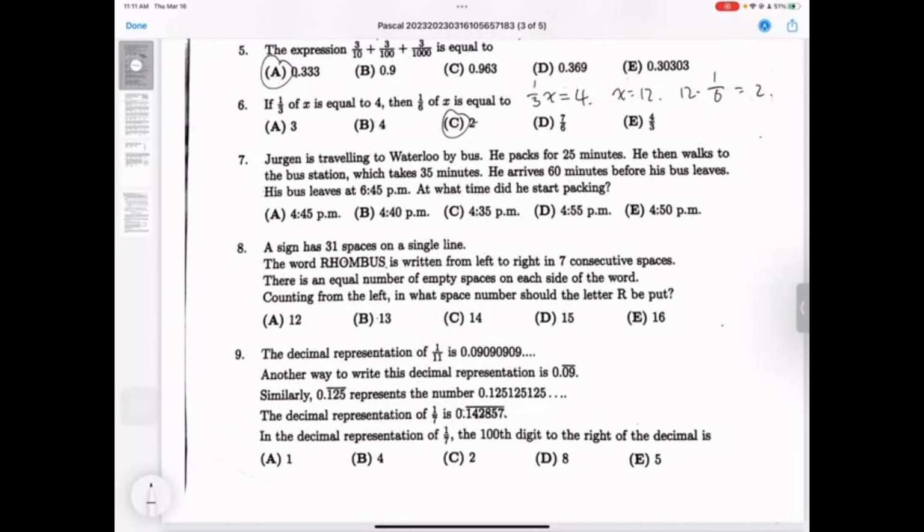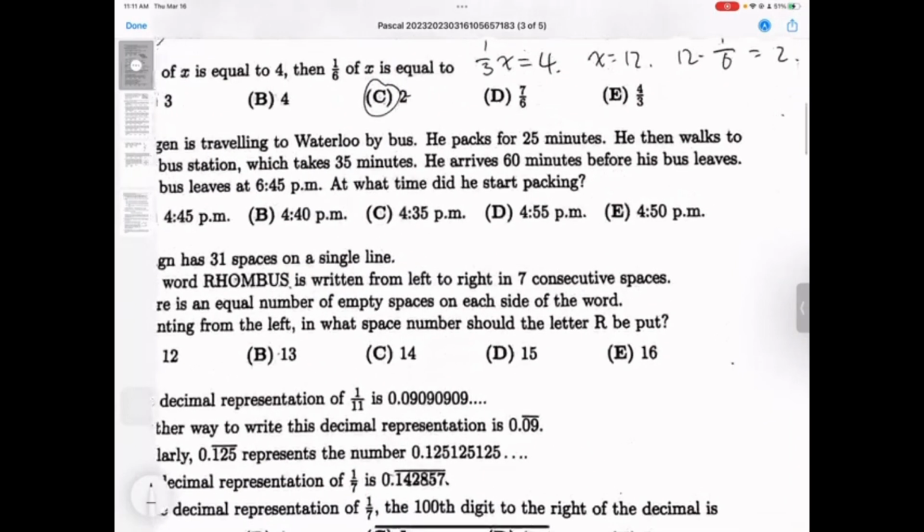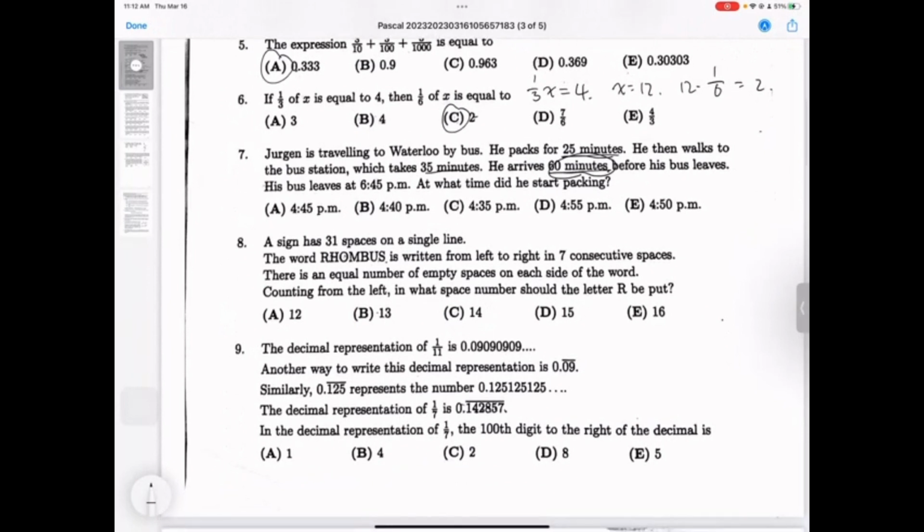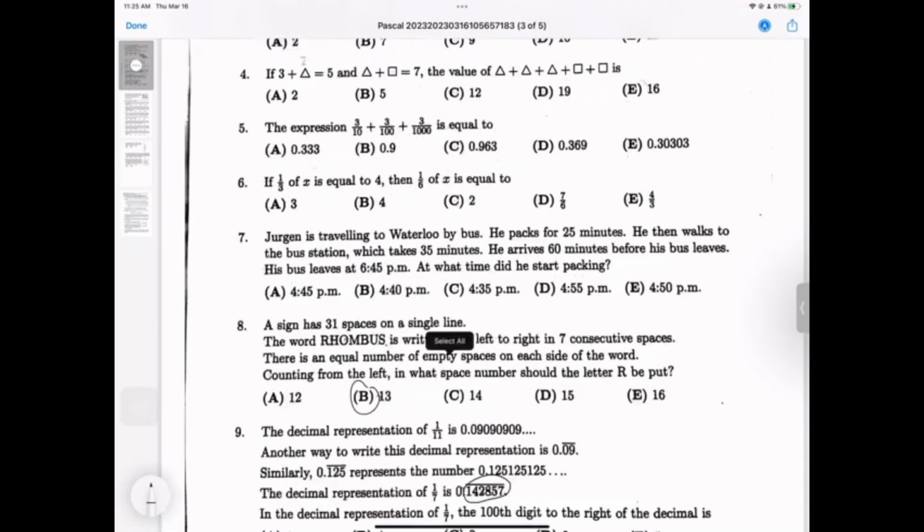Question 7, so we basically just add all of those minutes up, and we will get our final answer. So we know that here is an hour, and 60 minutes equals an hour. So this is basically 2 hours. So we know that 2 hours before 6:45 is 4:45. So the answer is A.